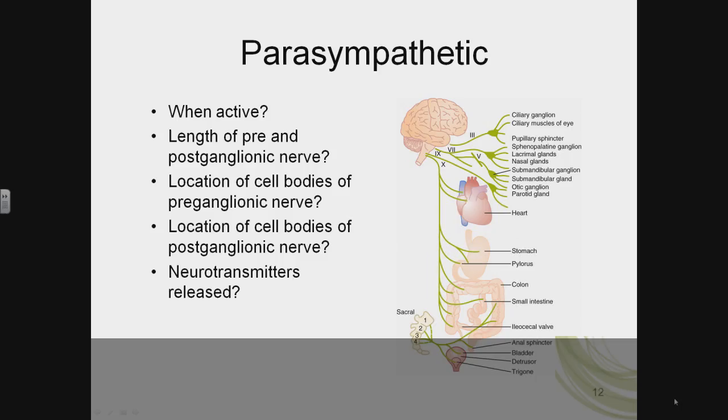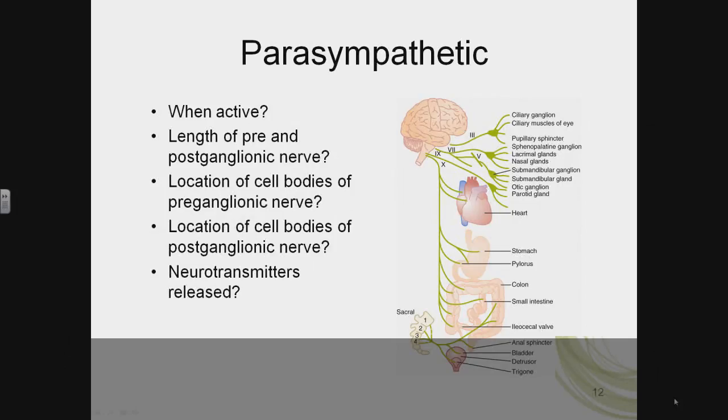It gets all the way toward the involuntary effector, but it then synapses with its postganglionic neuron partner. So the postganglionic axon is very short. The location of cell bodies of the preganglionic nerve, I just told you this in the previous slide, craniosacral, nuclei for cranial nerves 3, 7, 9, 10, and sacral equivalents, the sacrolateral gray column of S2, S3, S4.